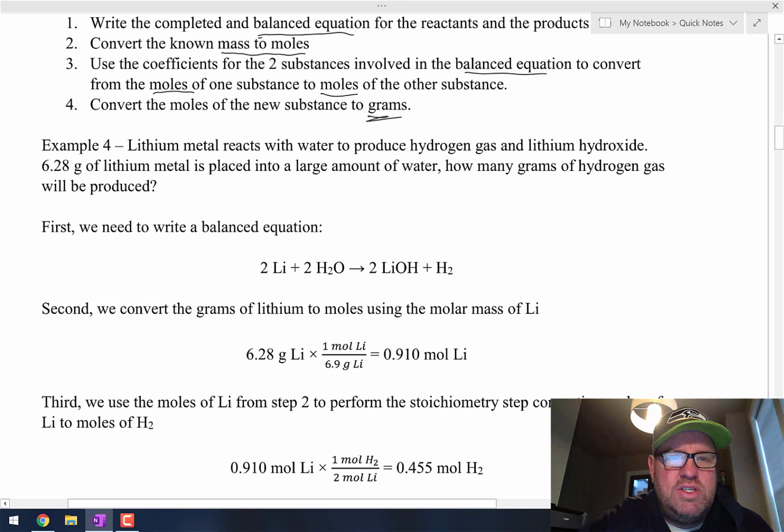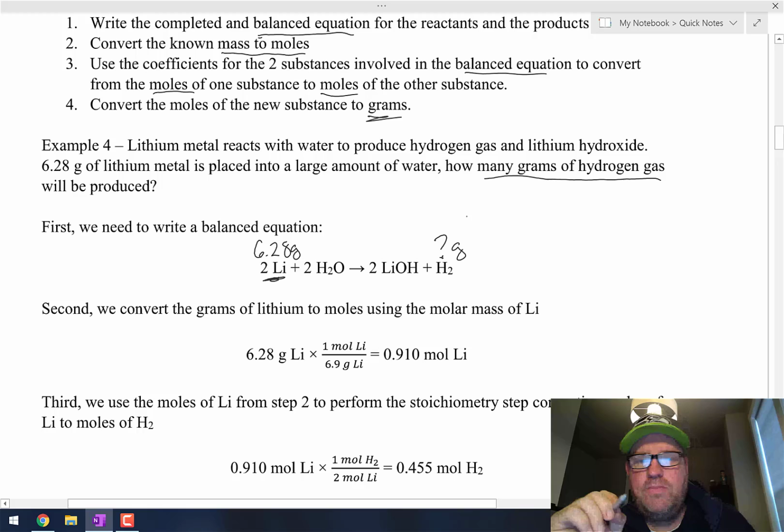So example 4 says lithium metal reacts with water to produce hydrogen gas and lithium hydroxide. 6.28 grams of lithium metal is placed in a large amount of water. So here's our lithium metal. So we have 6.28 grams of that. And they want to know how many grams of hydrogen gas will be produced. So they want to know how many grams of this. So the equation's already balanced for us.